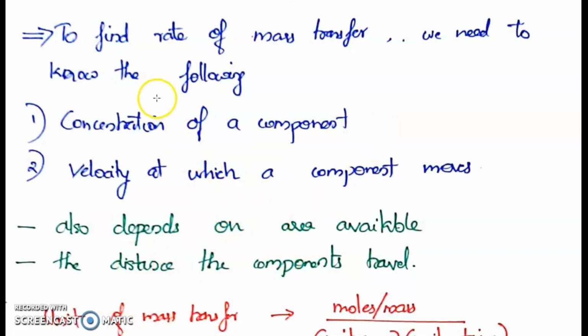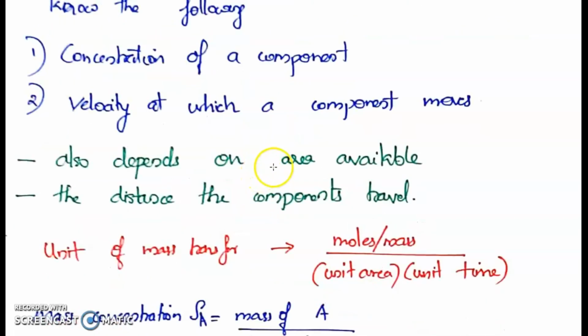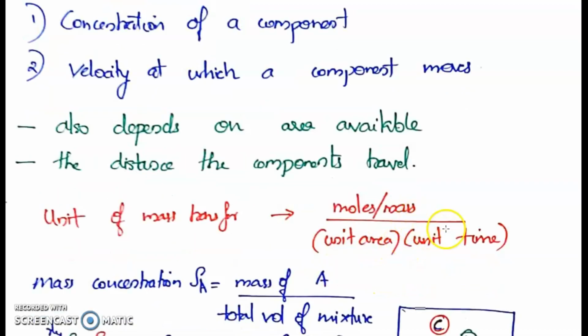So we have identified four factors that we need to know to determine the rate of mass transfer. And we should also familiarize ourselves with the unit of mass transfer. Since it's a transfer, we need to standardize a unit which will help us know the quantity or amount that is getting transferred, and the rate of mass transfer will be expressed as moles or mass transferred per unit area per unit time. For the time being, just try to remember this. I'll get into details of this.